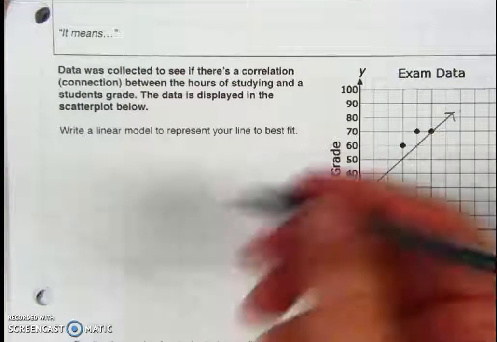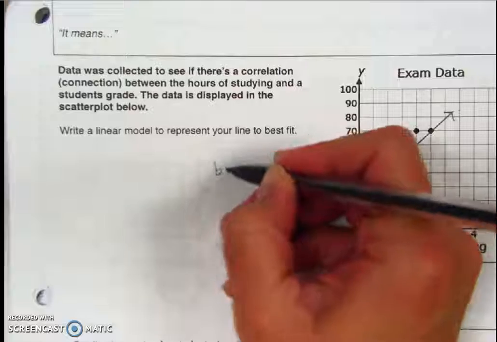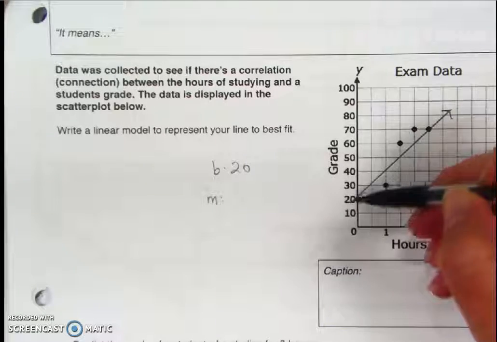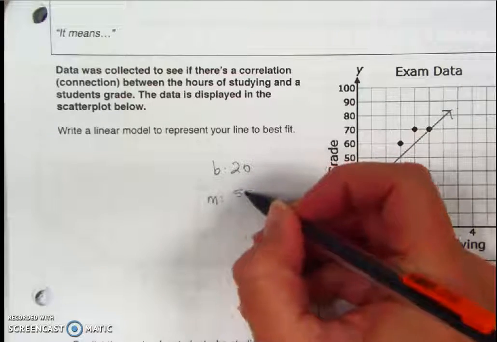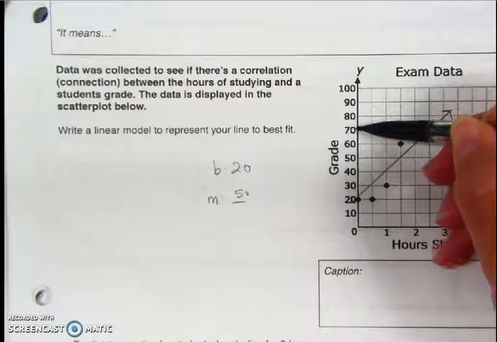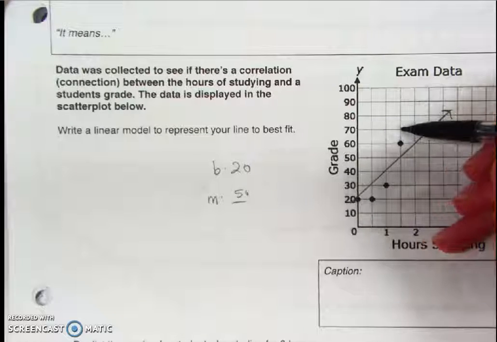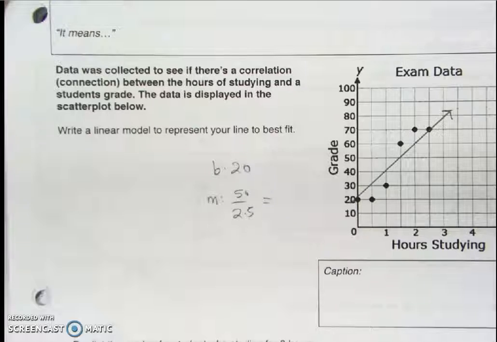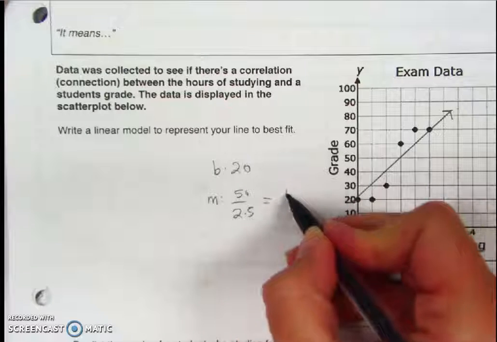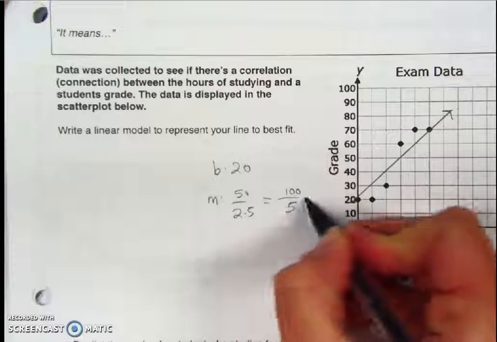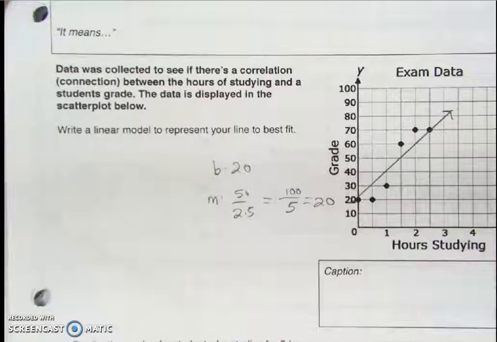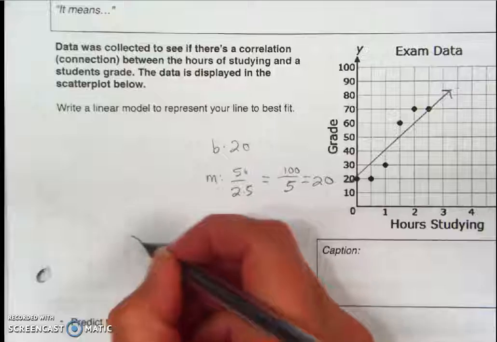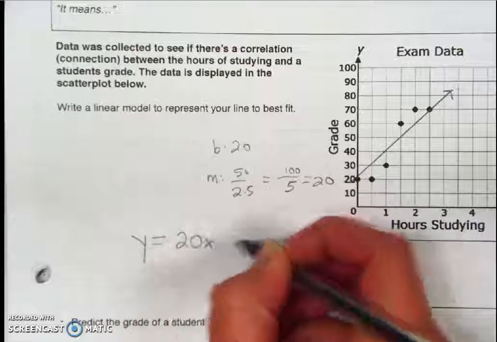So let's write a linear model for this. Looks like it starts at, so the B would be at 20. And the M would be from there, from 20 to 70 goes up 50. And it went up 50 for an extra, let's see, 2.5 hours of studying. And so in order to figure that one out, let's rewrite that as 100 over 5, which would reduce to 20. So for every hour of studying, your grade's going to go up an extra 20%. So as a linear model, that would be y equals 20x plus 20.